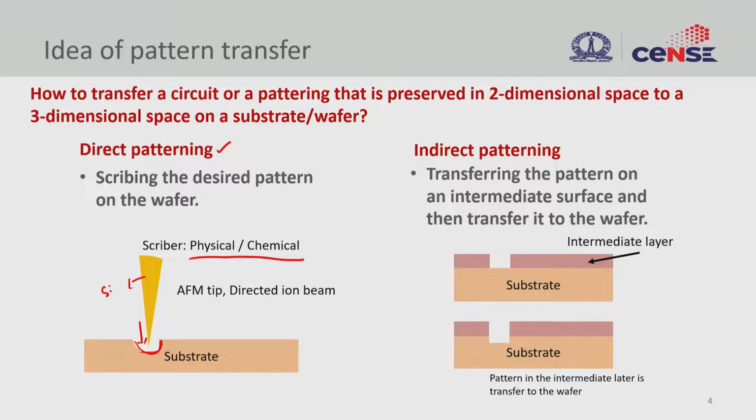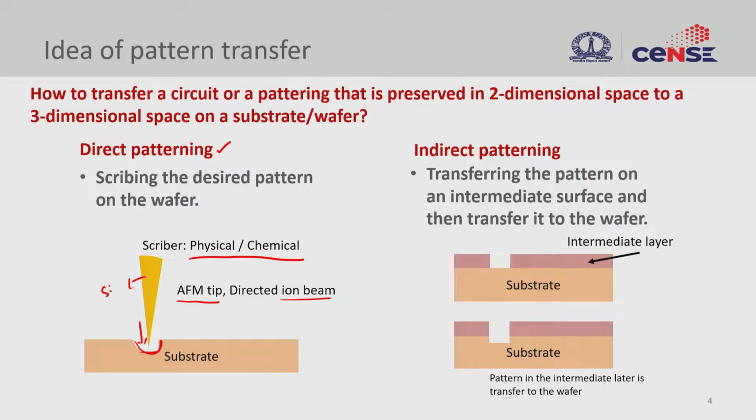So you can use an AFM tip, right, to do this pattern transfer if you apply enough force. And for the chemical, you can use some ion beam, right? So the beam has some ions, and these ions can actually react with the substrate or even physically transfer their energy and knock out some of the molecules and atoms sitting in the substrate, and during this process you are going to transfer the pattern.